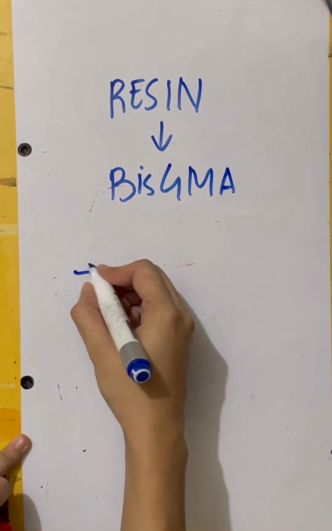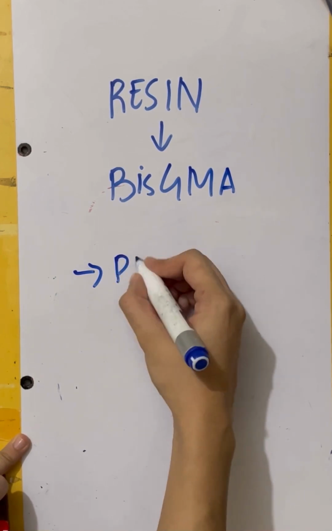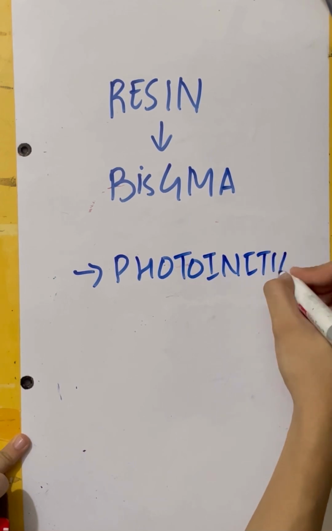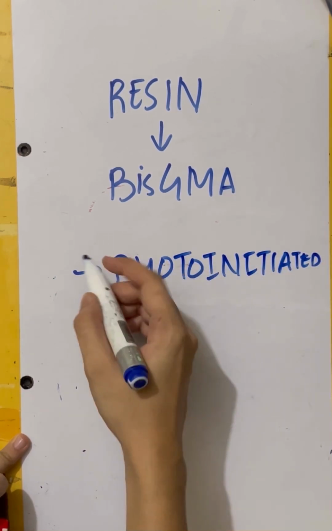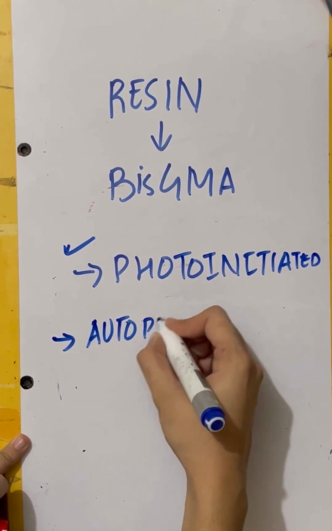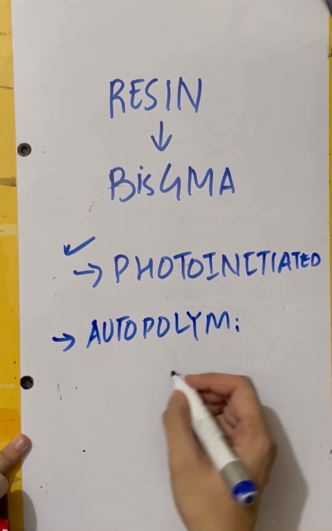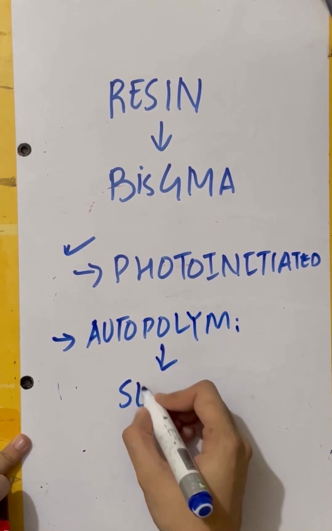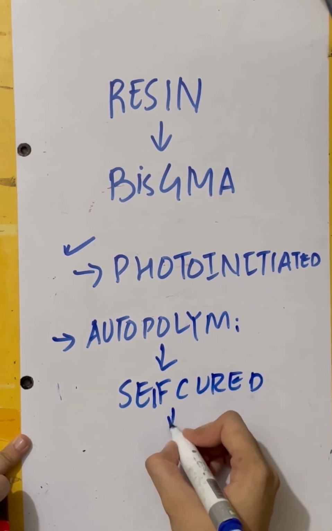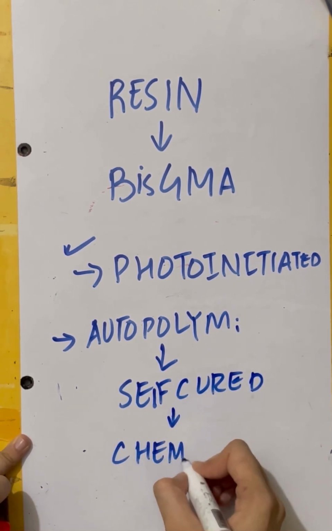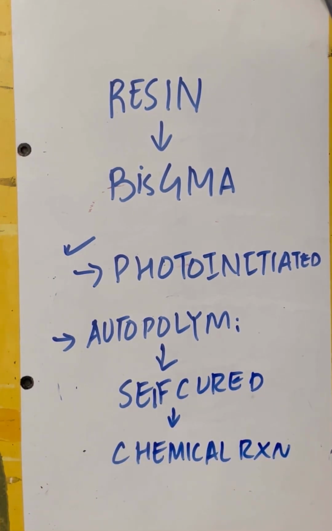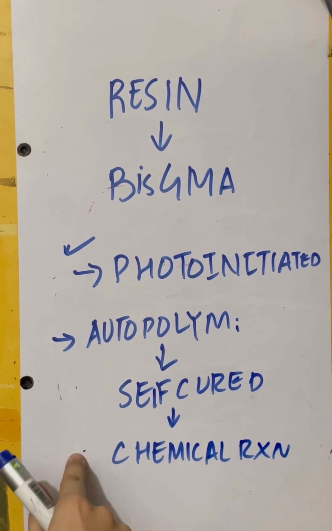The sealants can be photo-initiated, which means they are activated by light, or autopolymerizing. What is autopolymerizing? Autopolymerizing means they will be self-cured by a chemical reaction. So, the sealants can be either photo-initiated or autopolymerized.